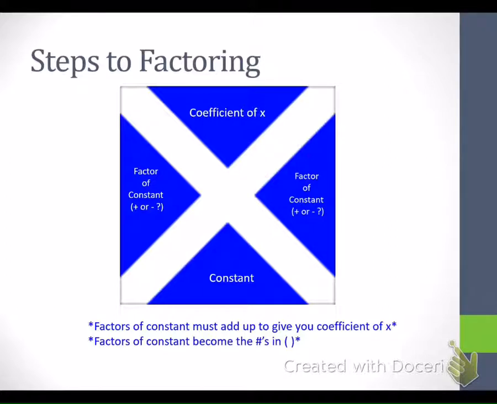Now look at either side of the x. It says factor of constant, and in parentheses it says plus or minus question mark. This is where, once we figure out our signs, we're going to plug the signs onto either side of the x. So we've got to be able to tell, are both of my signs negatives, are both of them positives, or are they different? Is one positive and one negative?